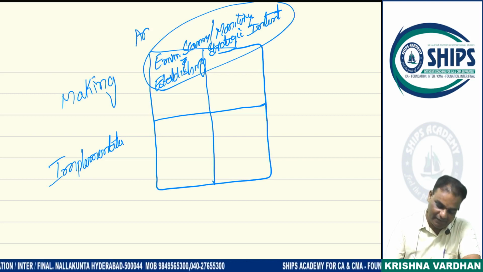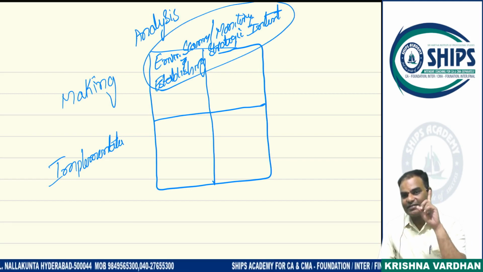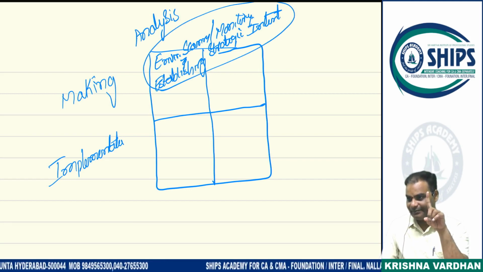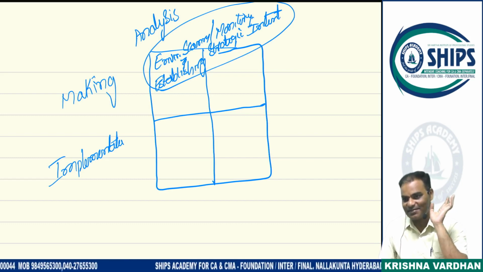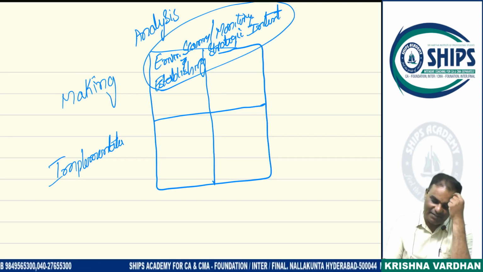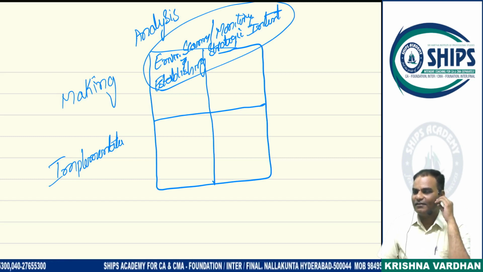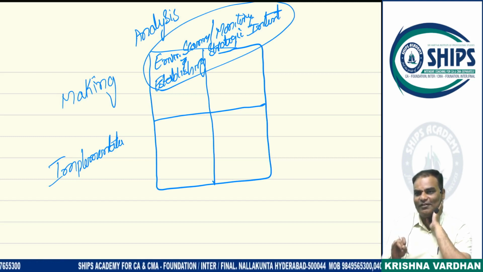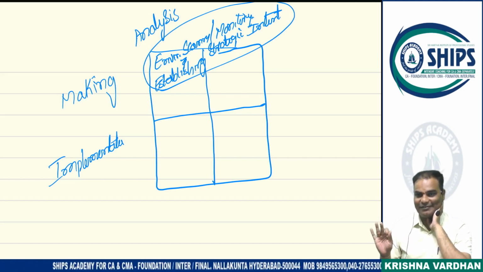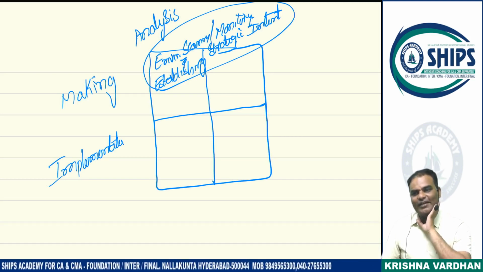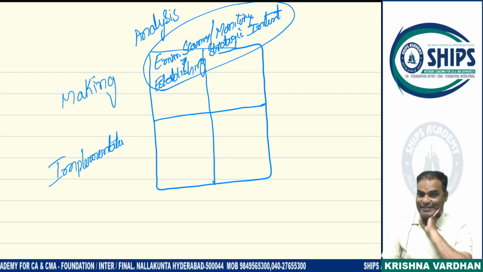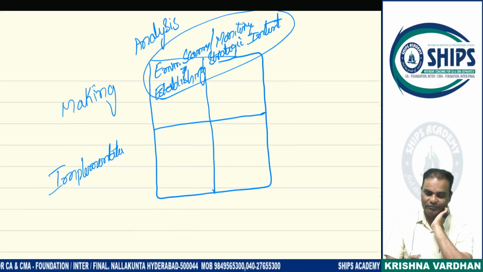Then, can you remember a word called analysis? Analysis is the first step of strategic management. Strategic analysis. What is analysis? Knowing, understanding, examining is analysis. What should I know? What should I understand? What should I examine?